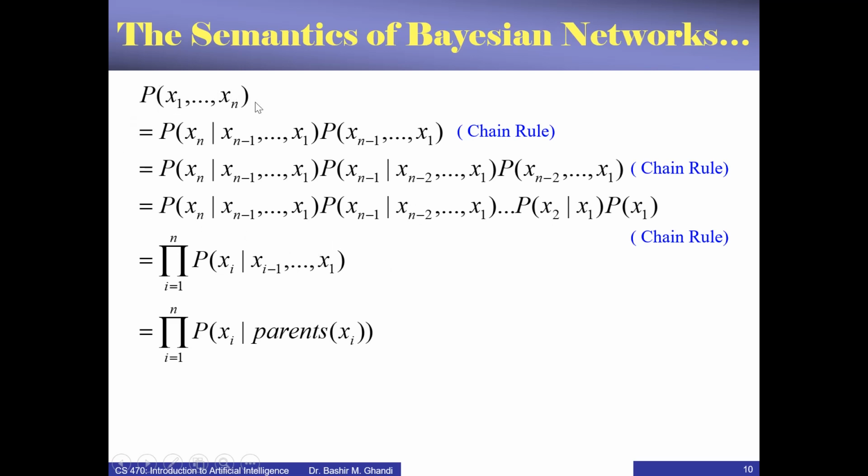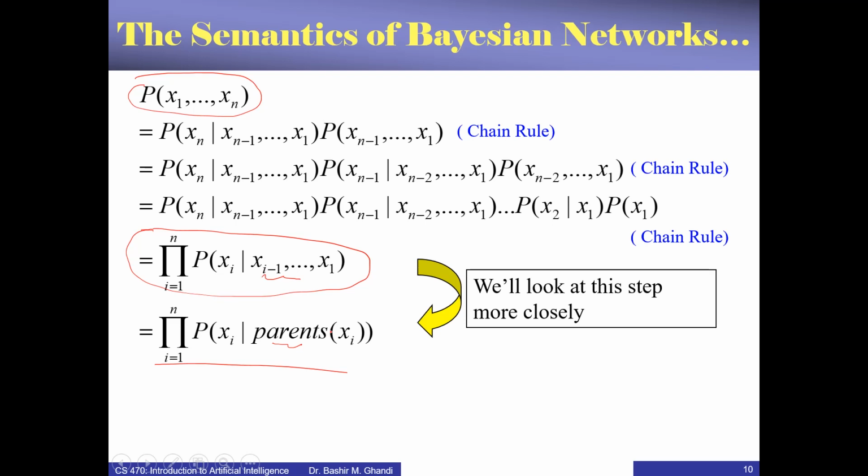Okay, P of x1 to xn, just using the pure chain rule, we can reach up to this point. So this is not necessarily related to a Bayesian network. This is general. P of x1 to xn, just by applying the chain rule, we are able to show that it is equal to this. And now we are saying that this, for the particular case of a Bayesian network, is actually equal to this one, the probability of xi given its parents. So this can be equated with the parents of xi. We shall look at this more closely in the next slide. Why is that so?